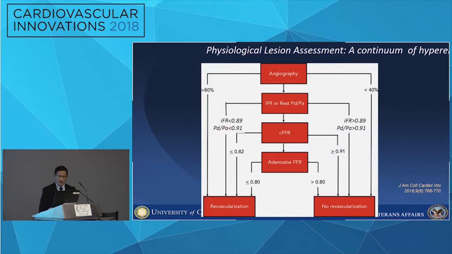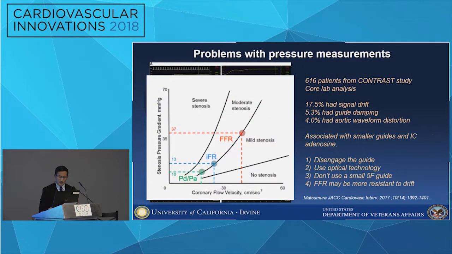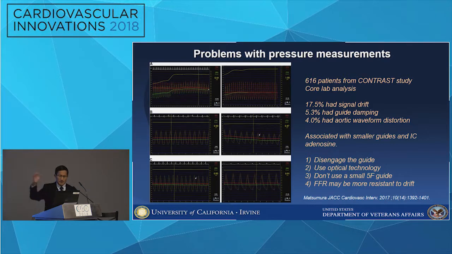Let me move forward a little quicker. I'll let Emmanouil go over this slide, where actually, you have about 17% of signals on FFR will have just evidence of signal drift. This is in the gold standard. This is in a core lab from the CONTRAST study in 616 patients, and they found a lot of issues. Up to 20% of patients had issues with their measurements. So quality of the measurement really makes a difference, perhaps more than which type of measure you take.